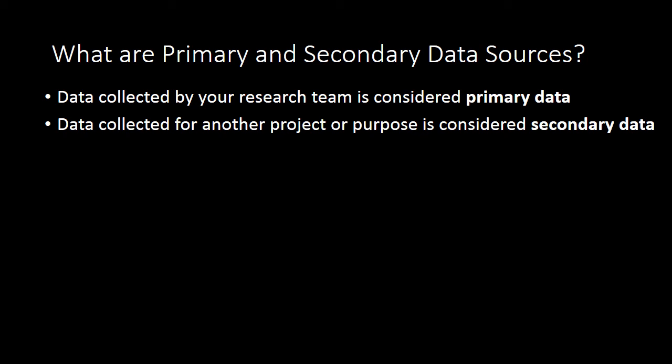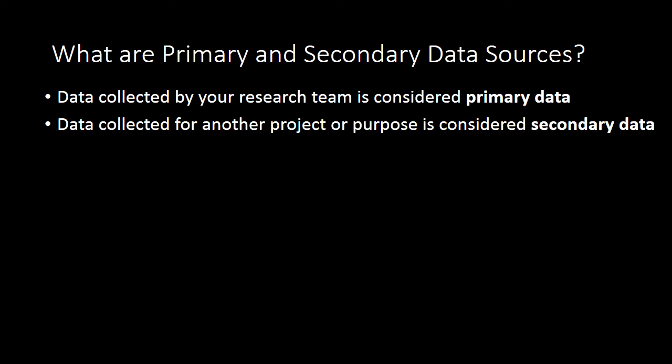Other researchers might conduct surveys and surveillance of a particular population, and they might make that data available to other researchers to use for their own studies. And so anytime you obtain data that was collected for another study, or perhaps for a completely different purpose, that's referred to as secondary data.